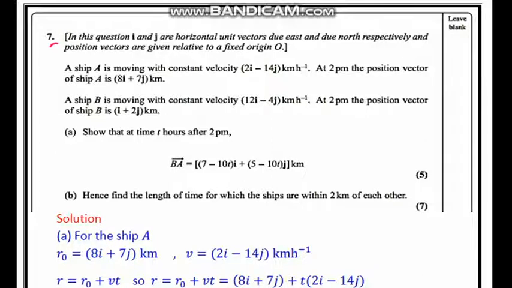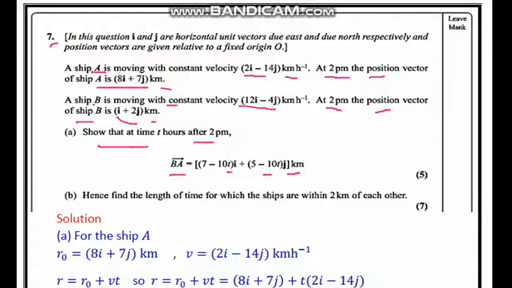Question 7. A ship A is moving with a constant velocity 2i minus 14j km per hour. At 2 PM, the position vector of ship A is 8i plus 7j km. Another ship B is moving with a constant velocity 12i minus 4j km per hour. At 2 PM, the position vector of B is i plus 2j km. Show that at a time t hours after 2 p.m., the vector BA equals (7 minus 10t)i plus (5 minus 10t)j kilometers.